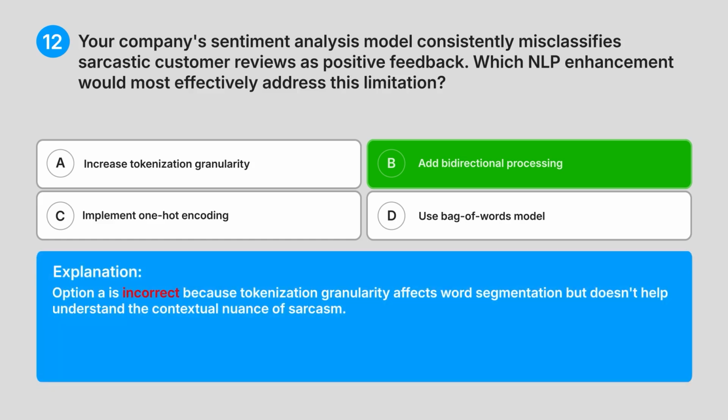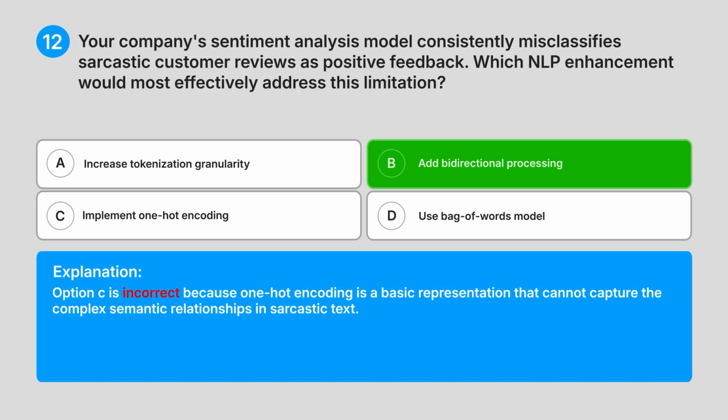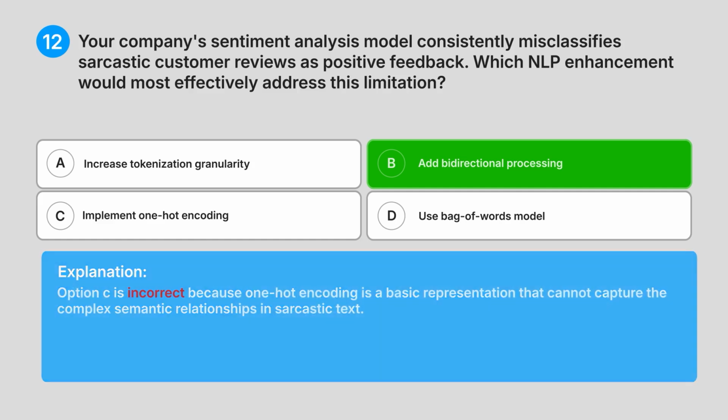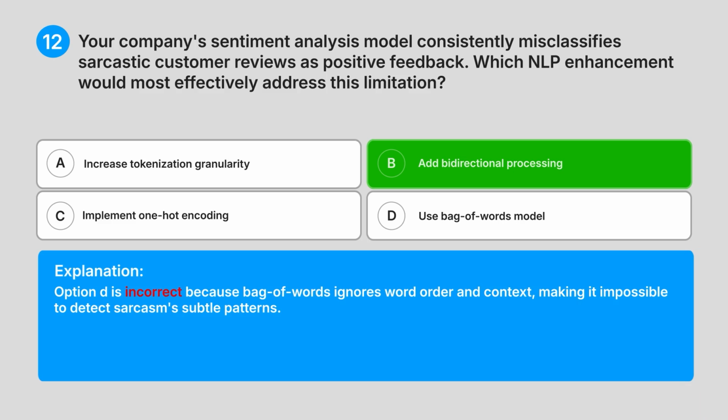Option A is incorrect because tokenization granularity affects word segmentation, but doesn't help understand the contextual nuance of sarcasm. Option C is incorrect because one-hot encoding is a basic representation that cannot capture the complex semantic relationships in sarcastic text. Option D is incorrect because bag of words ignores word order and context, making it impossible to detect sarcasm's subtle patterns.